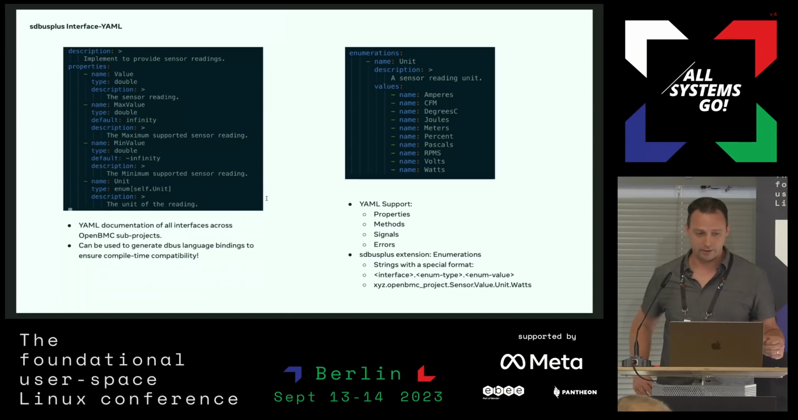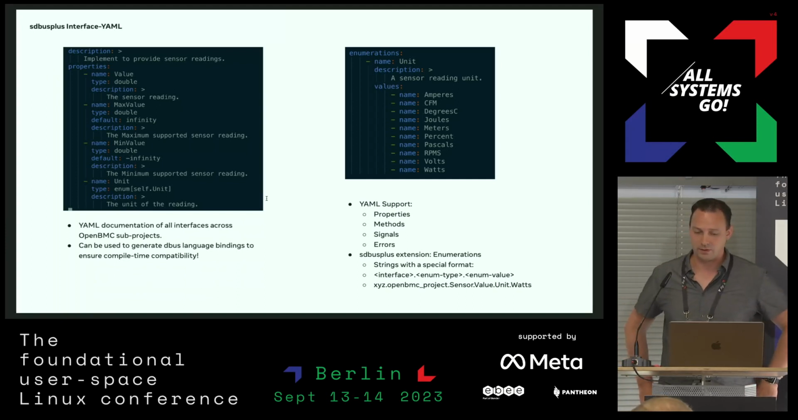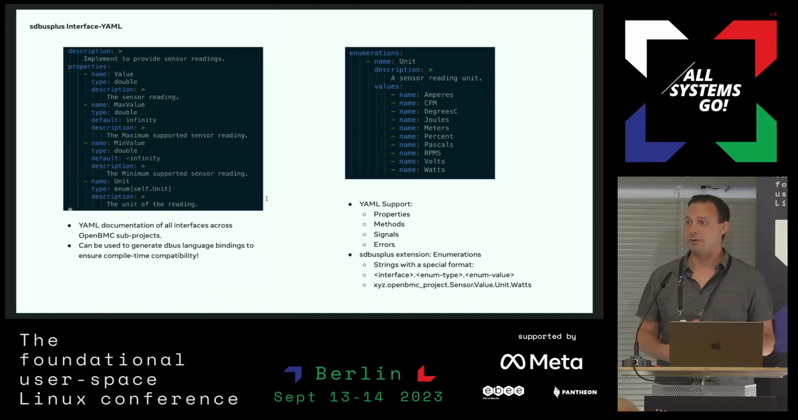An example here is our sensor value interface. I talked about thermal sensors. Sensors could also be fan speed, so RPMs. There's a bunch of these units along the right-hand side. A sensor has a value: what is the current reading of the sensor? It has a range, so a max value and a minimum value, and then a unit associated with it. Then there are other interfaces, for instance thresholds. Maybe some sensors have thresholds, some don't. Those are all handled by a different interface.